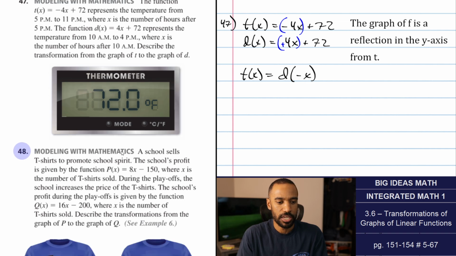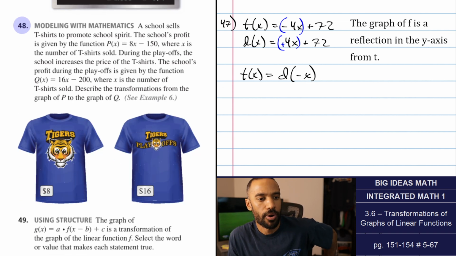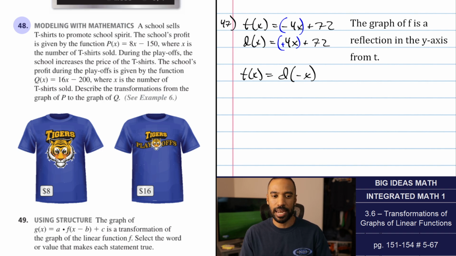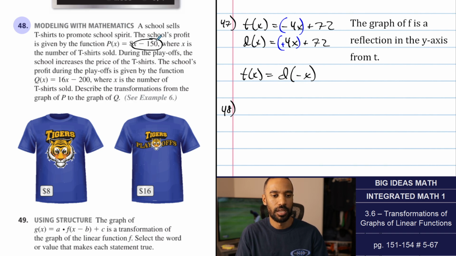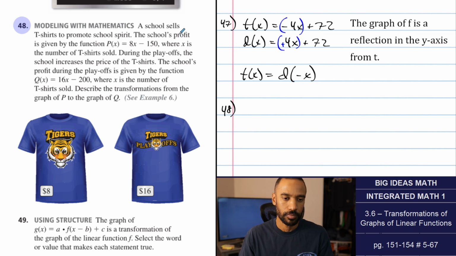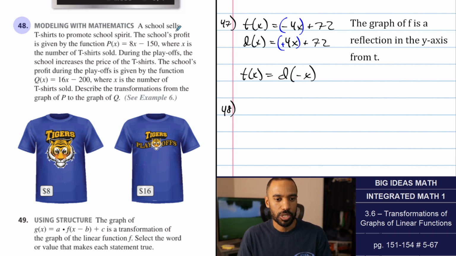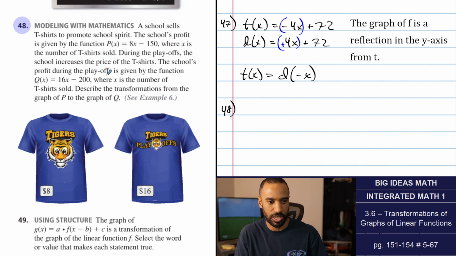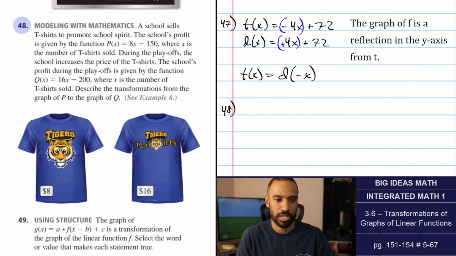Number 48. A school sells t-shirts to promote school spirit. The school's profit is given by the function p of x equals 8x minus 150, where x is the number of t-shirts sold. So they're talking about profit, which makes it sound like $150 was spent on making the t-shirts, and now you have to start making profit from there. $8 per shirt sold. During the playoffs, the school increases the price of the t-shirts. The school's profit during the playoffs is given by the function q of x equals 16x minus 200, where x is the number of t-shirts sold. Describe the transformations, plural, from the graph of p to the graph of q.